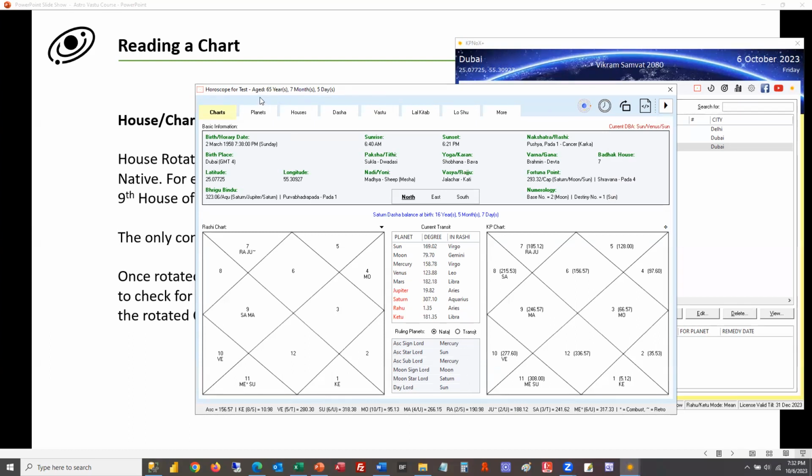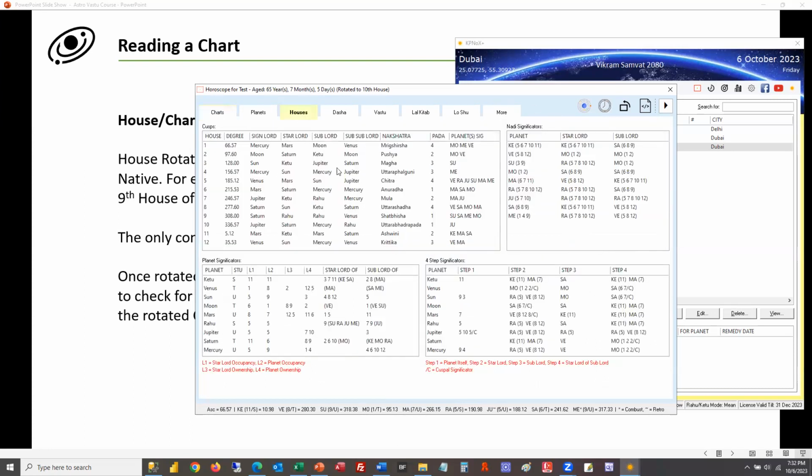Now, if for the same native, I have to check for his or her mother-in-law, what do I do? 10th house. All I do is go here, rotate to the 10th house and start my analysis. Okay, if the mother-in-law wants to buy property, first I rotate to the 10th house. Now I catch hold of the 4th CSL. Whatever the CSL is, I start analyzing Mercury. Right? You understood the concept?